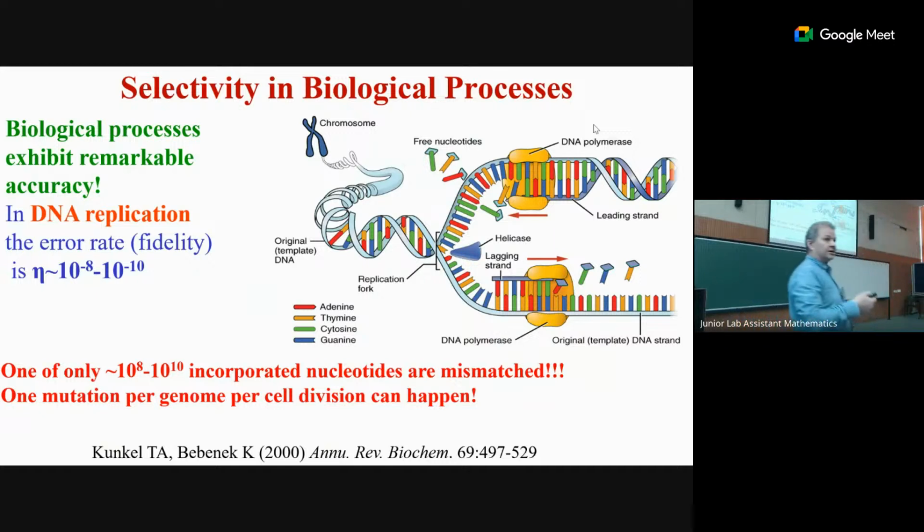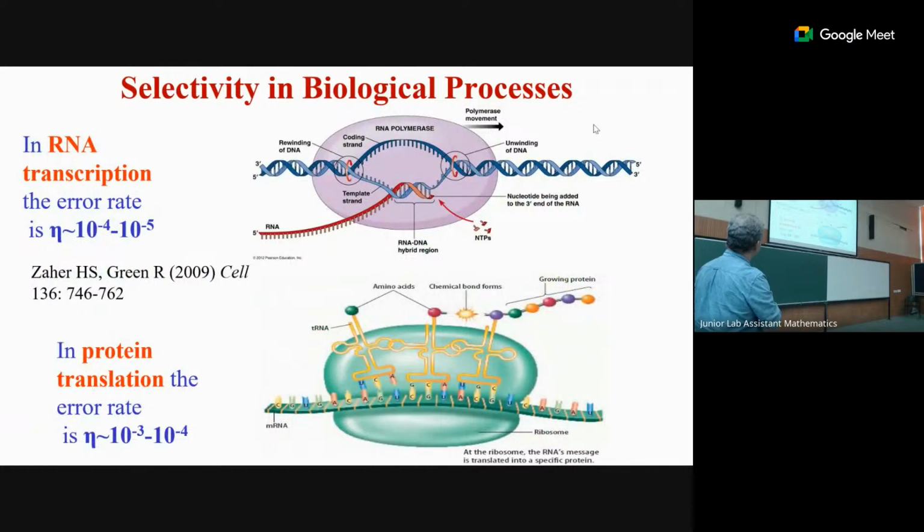So here is a question to you. Why do you think the error is smallest in DNA replication, but is not as low in transcription or protein synthesis? What do you think? DNA makes the RNA, RNA makes the protein. Okay, so yes, protein translation is making proteins. Why is it acceptable to have an error rate in making proteins significantly larger than in DNA replication?